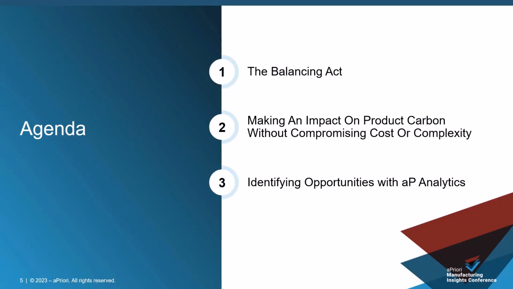We'll start with that balancing act, how we juggle between profitability and sustainability and the challenges of doing that. Then we'll look at some examples of how we actually make an impact on carbon without compromising cost or complexity, how we try and strike that green-golden ratio. And lastly, we'll look at how we identify opportunities with AP analytics to find out where the best ones lie, perhaps even finding our own version of the golden ratio that we can use as an analytical tool.